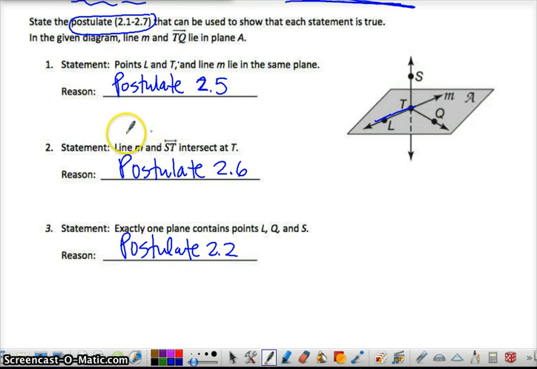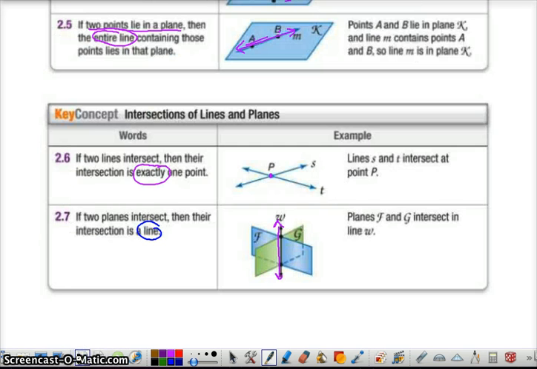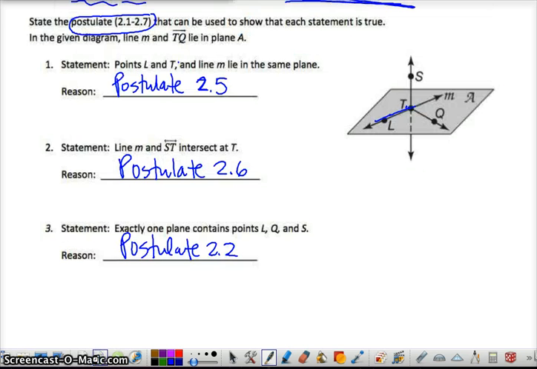Statement. So we're saying this is true. Line M and line ST intersect at point T. Well, according to postulate 2.6, if 2 lines intersect, then their intersection is exactly 1 point. And that point, you can see, happens to be point T.